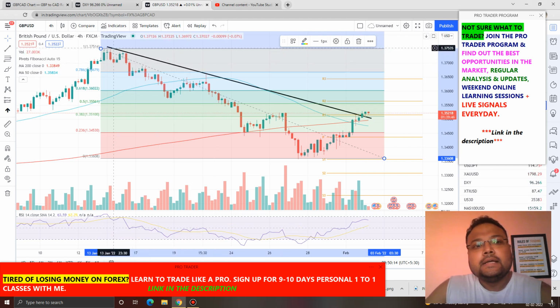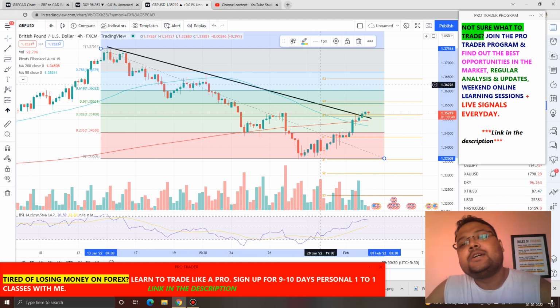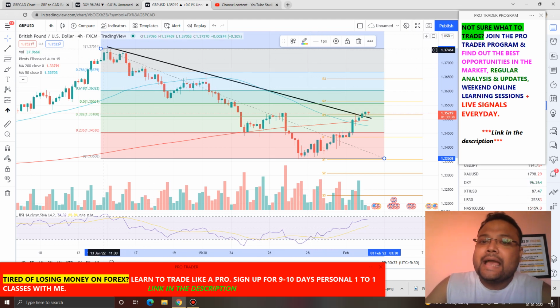Okay, we can see the dollar is almost standing at the trend line here, or it has slightly crossed the trend line, and the trend line was acting as a dynamic resistance for the market.